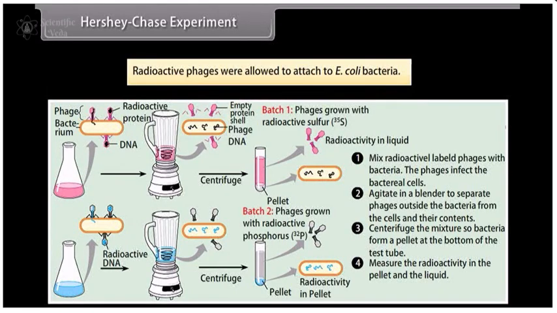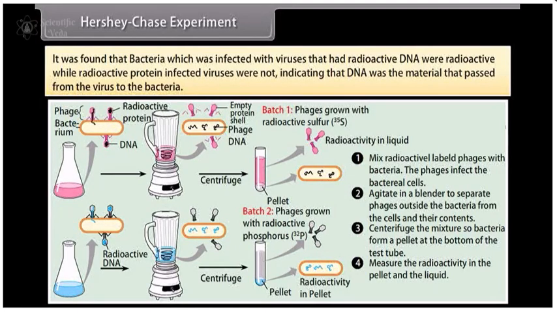Radioactive phages were allowed to attach to E. coli bacteria. It was found that bacteria infected with viruses that had radioactive DNA were radioactive, while those infected with radioactive protein viruses were not, indicating that DNA was the material that passed from the virus to the bacteria.